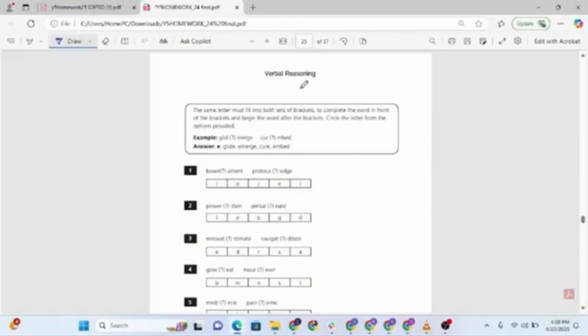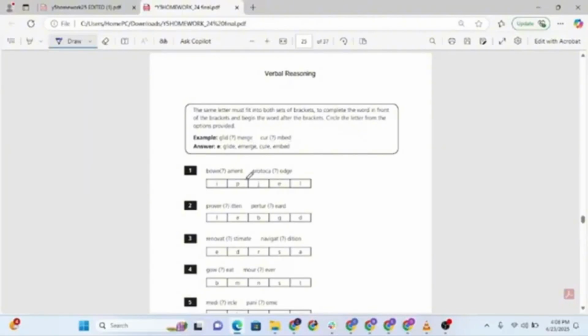Verbal reasoning. The same letter must fit into both sets of brackets. To complete the word in front of the brackets and begin the word after the brackets, circle the letter from the options provided. Example: glid, merge, cur, embed. Answer: E, glide, emerge, cure, embed.